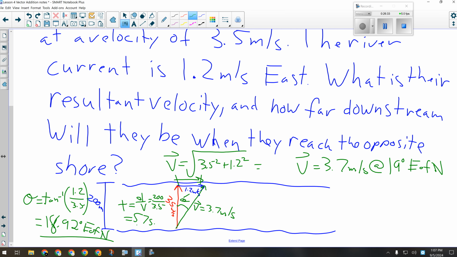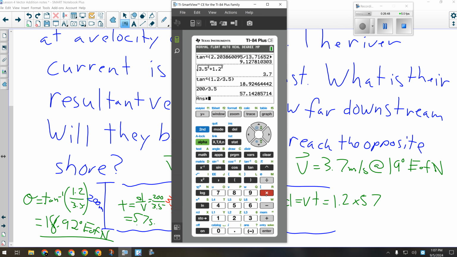Okay, so now I go d equals v times t. I take that 1.2 and I multiply it by the time I just calculated, 57 seconds. Okay, so I end up 69 meters downstream by the time I get across.